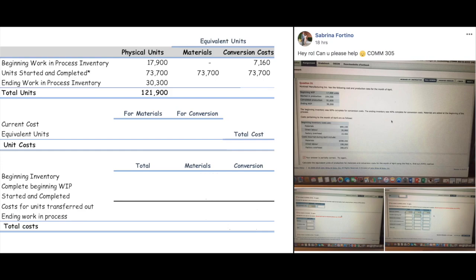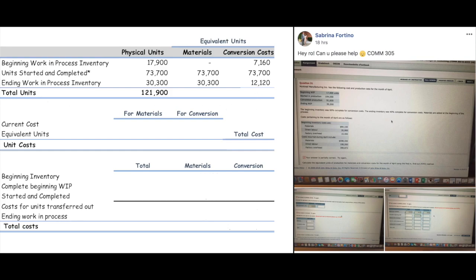The ending work in process with respect to materials is going to be 100% complete, and that's simply because the costs are being added at the beginning of the process, and so as soon as these units came into existence, we added 100% of the cost for materials, so the equivalent units are going to be the same as the physical units. With respect to conversion costs, however, because the ending inventory was only 40% complete, we can argue that the equivalent units is 30,300 times 0.4, so 12,120.